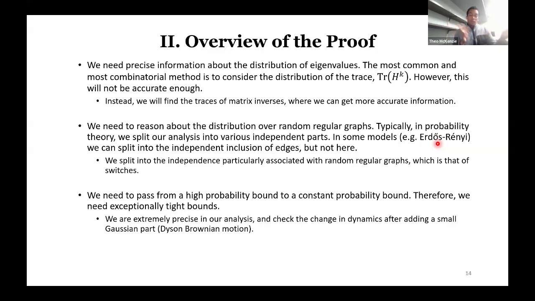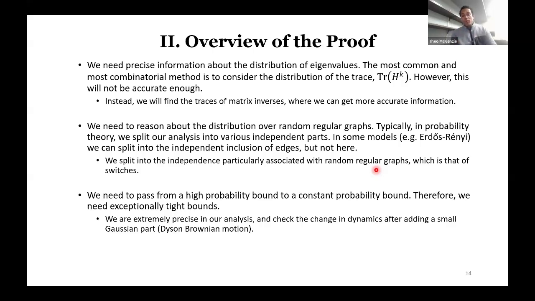So what we do have, though, is another independence associated with this model, which is going to be the independence over edge switches. We'll talk about this a bit more. And then the third problem is the one that I noted before, which is that we need very, very precise information. So we need to pass from a high probability bound to a constant probability bound.